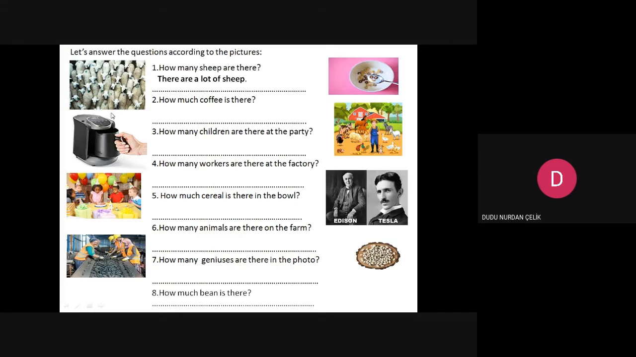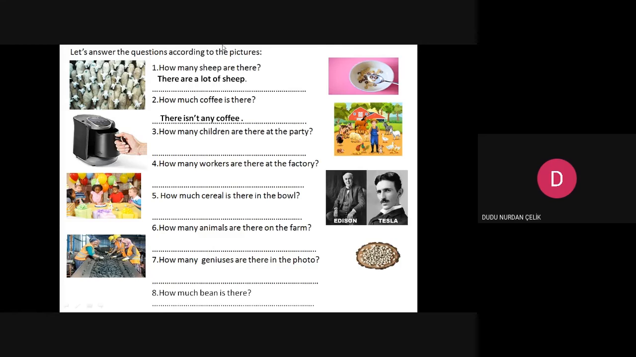The second picture, how much coffee is there? No coffee? So we say, okay, yes, there isn't any coffee. There isn't any coffee. Look, a birthday party. Children are blowing the candles. Birthday cake, balloons, pets, and children. How many children are there at the party? Give your answers now.